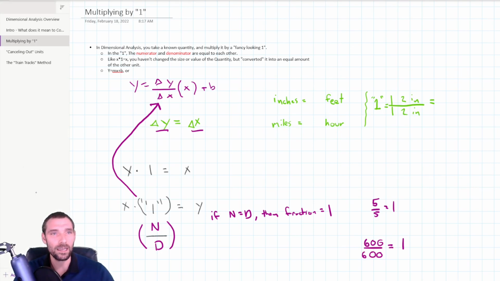So if we look at inches to feet, you've got 12 inches is equal to 1 foot. And so this fancy looking one, in this case, instead of writing 12 inches over 12 inches, you can substitute a foot in there. So you can say 12 inches and 1 foot. If you were to multiply something by this, it hasn't really changed its value. It's just changed the units that you're looking at.